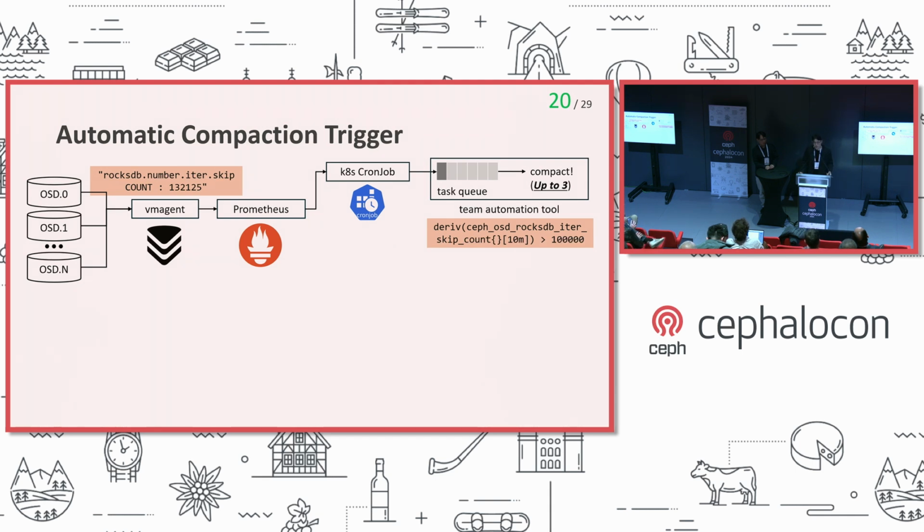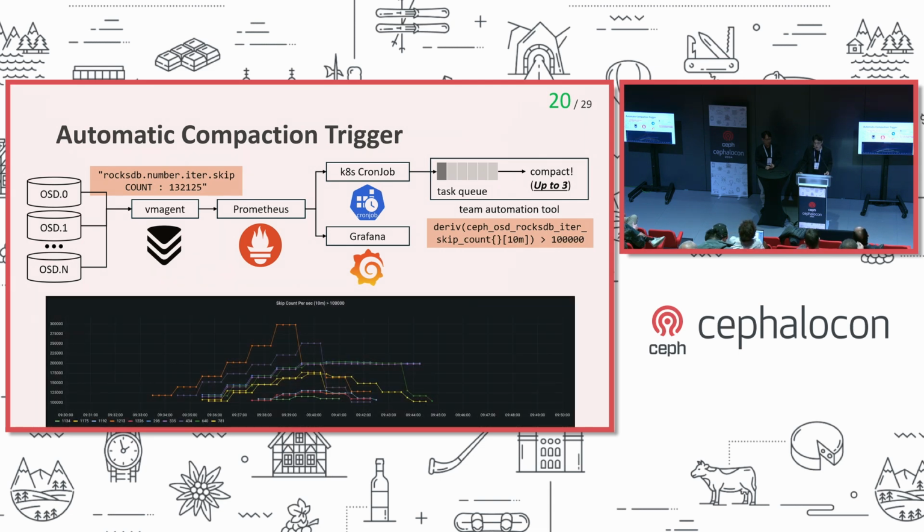The identified OSDs were then added to the work queue of our team's automation tool for compaction. To prevent performance degradation, our system limits the number of simultaneous compaction processes to 3. This restriction is necessary because compaction can reduce write performance or, in the worst case scenario, block whole writes. Additionally, the metric collected in Prometheus is visualized in Grafana. As shown in the diagram below, we can monitor which OSDs have exceeded the skip count threshold.